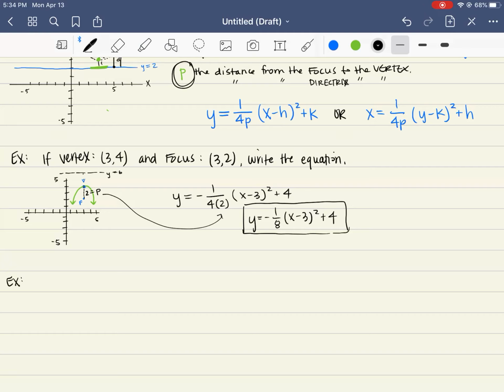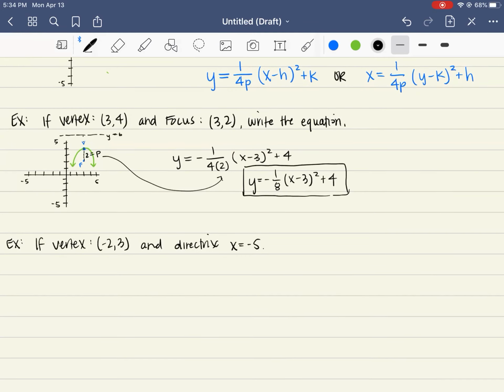Okay, let's look at another example. Let's say we're looking at one where we have the vertex, again, at (negative 2, 3). And let's say we know that the directrix is x equals negative 5. Okay, again, we're going to draw a little picture and just make some sense of this first.